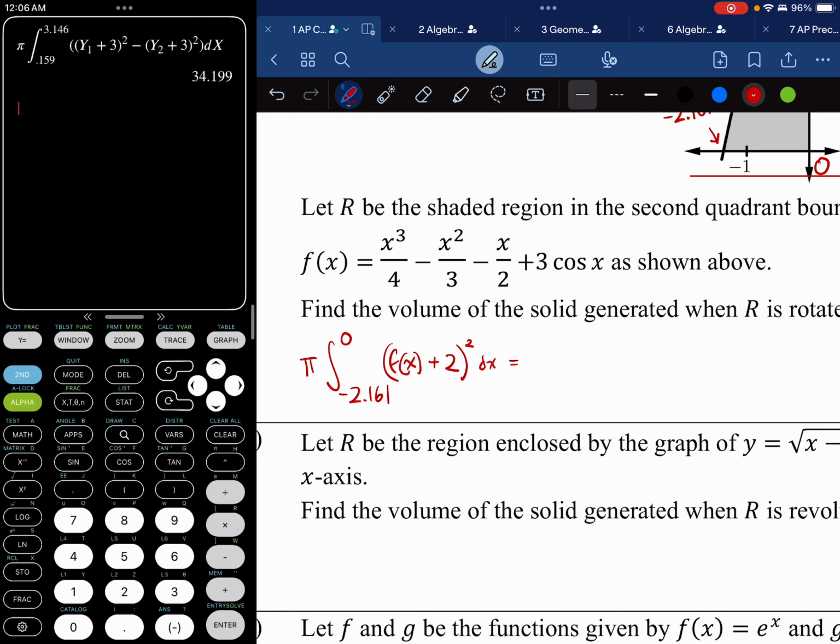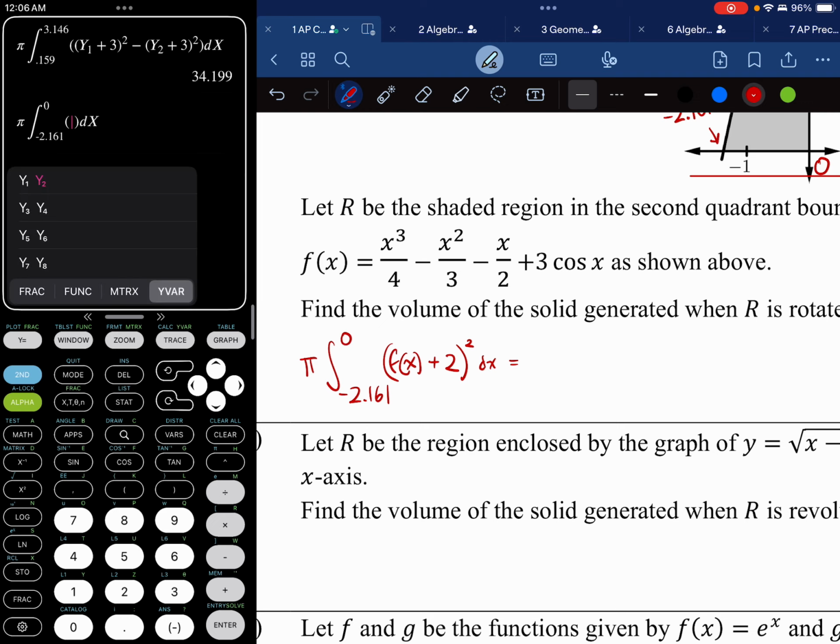So I'm going to hit second mode to quit out of this. I'm going to do my pi first, which again is second to the power of to get my pi, math 9 to get my integral, -2.161 all the way to 0, and I've already typed in my function in my y1 spot, right? Yeah, so I can quit out of this.